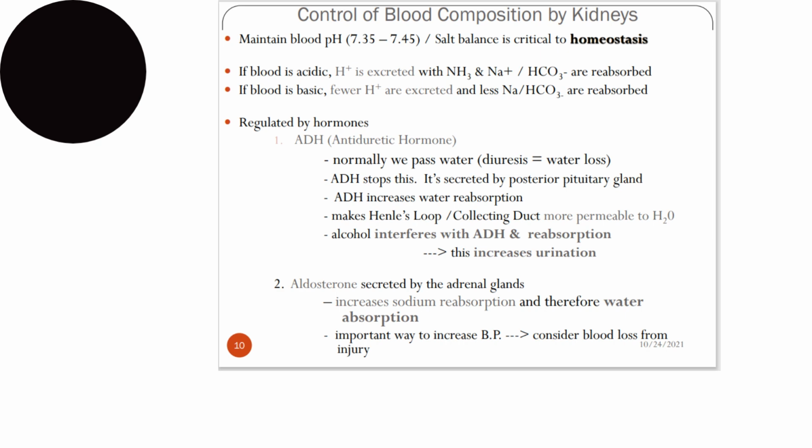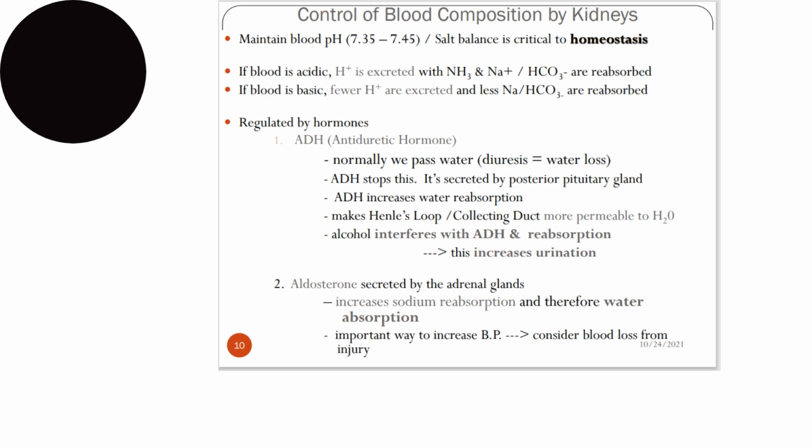So for ADH, from the word diuresis means water loss, so anti means against water loss. So the hormones ADH and aldosterone are two important hormones to make sure they prevent water loss from the human body. But they are triggered or secreted by two different glands. ADH is secreted by the posterior pituitary gland.